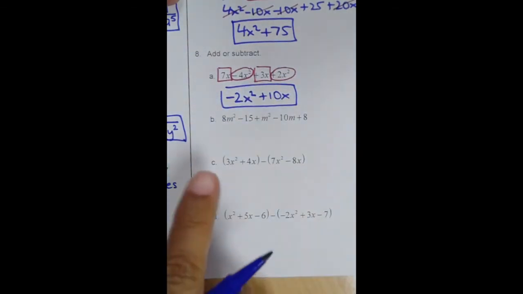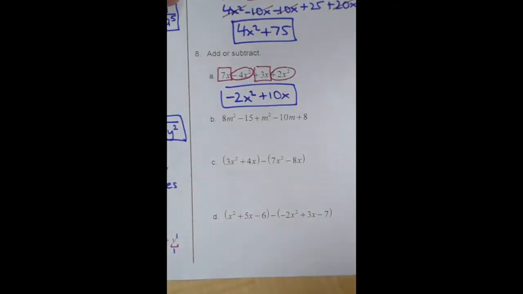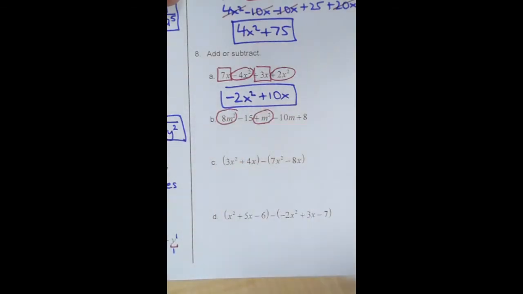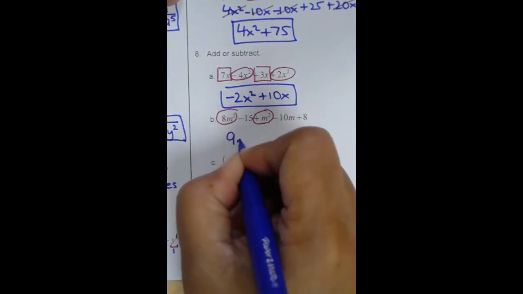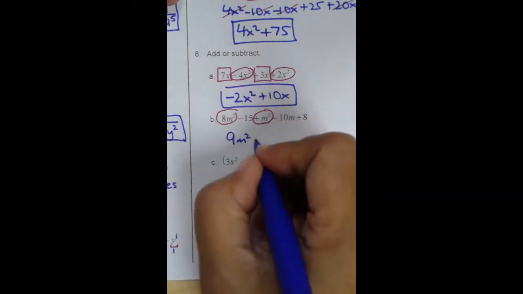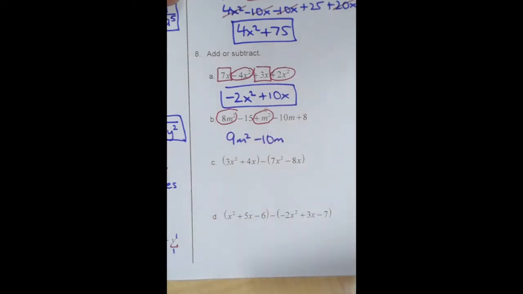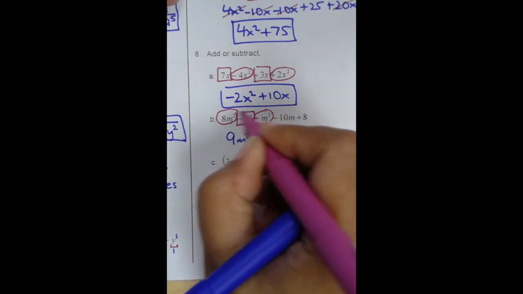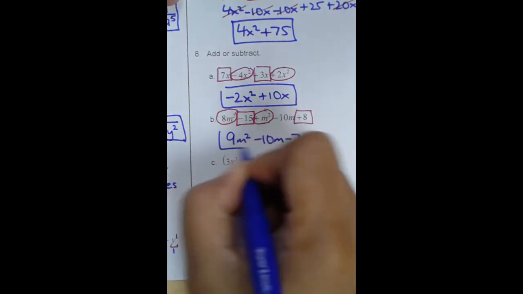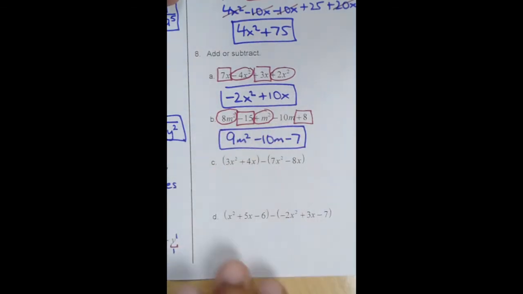Okay. All right, this next one right here has m's. Start with the highest power again. 8m squared and m squared makes a total of a 9m squared. Now we're going to look for m's, and I only have one here, which is the negative 10m. And then we do have numbers we can put together. Negative 15 plus 8 is negative 7. Okay, make sure it's in standard form.